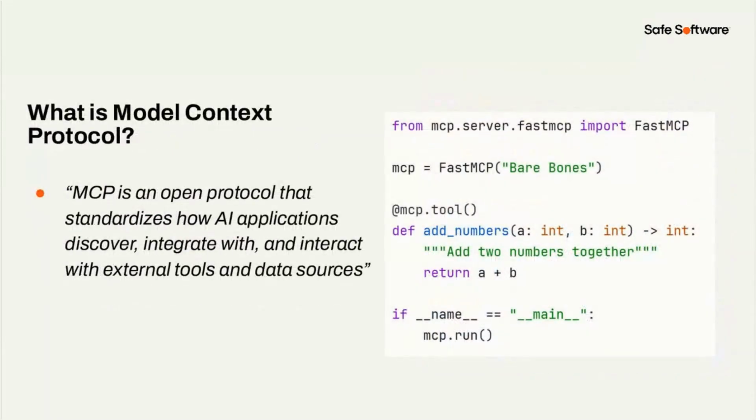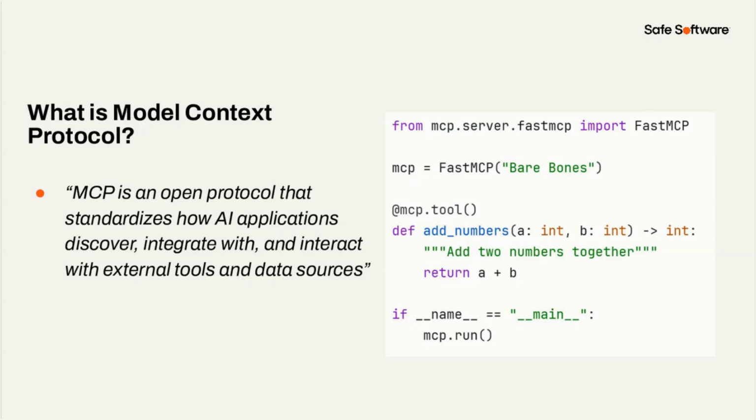So this is where MCP can help us. What is MCP? MCP stands for Model Context Protocol. It was recently developed by Anthropic, and it's an open protocol that standardizes how AI applications discover, integrate with, and interact with external tools and data sources. Because it's becoming an industry standard, we can leverage existing clients to interact with an MCP server toolset, or we can create our own.